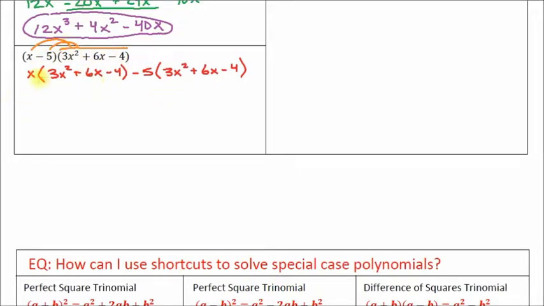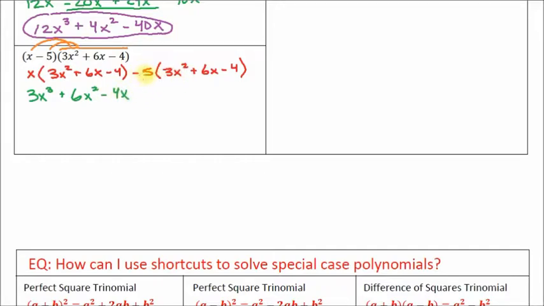Alright. Now we're down to just monomial times a big trinomial and monomial times a trinomial. That's no big deal. X times 3x squared, well, the 3 has nothing to multiply with, so it's just going to be 3. X times x squared is x to the 1 plus 2, which is x cubed. X times 6x, there's no coefficient in this one, or there's a 1, so 1 times 6 is 6. X times x is x to the 1 plus 1, which is x squared. And x times negative 4 is just negative 4x.